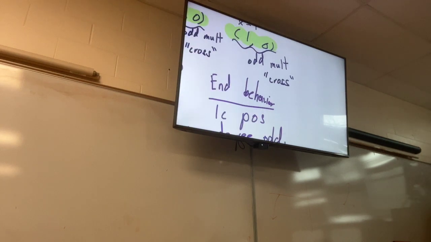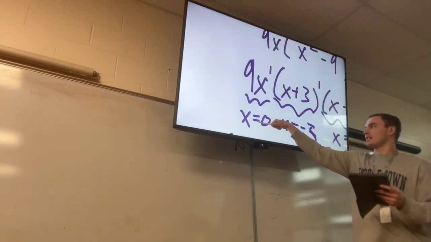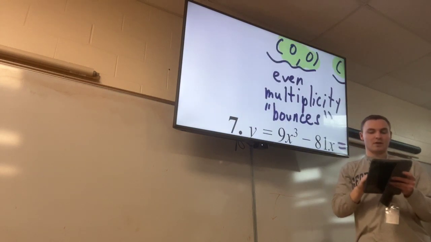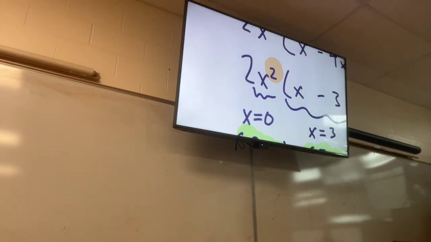This one does not bounce because, look at the factor that gave me x equals 0, the exponent on that is 1. That's an odd number. Let's look up here. The factor that gave me x equals 0 had an exponent of 2. That's even. That's where my multiplicity comes from. Look at the exponent on that factor.